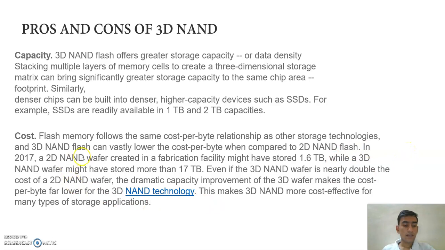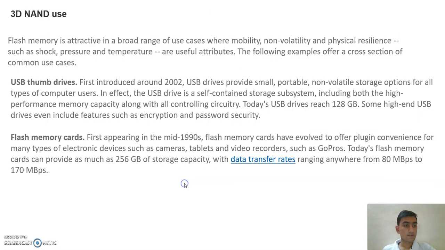In 2017, a 2D NAND wafer created in a fabrication facility might have stored 1.6 TB, while the 3D wafer might have stored 17 TB of data. Even if the 3D NAND wafer costs nearly double that of a 2D NAND wafer, the dramatic capacity improvement of the 3D NAND wafer makes the cost per byte far lower than other technology. This makes 3D NAND more cost efficient for many types of storage applications.